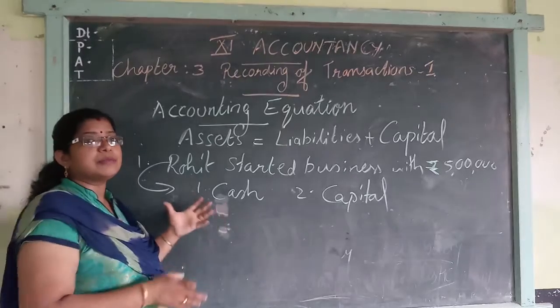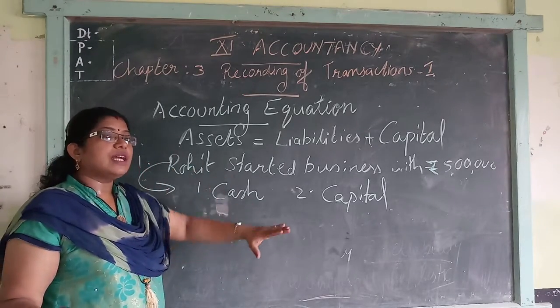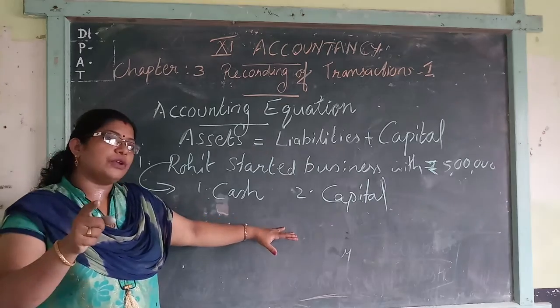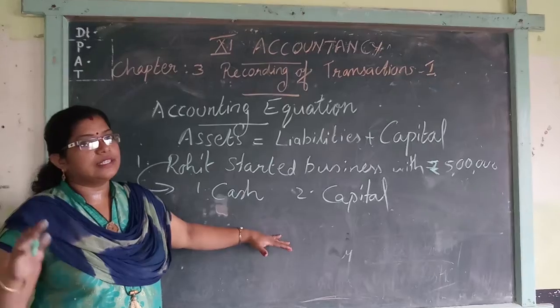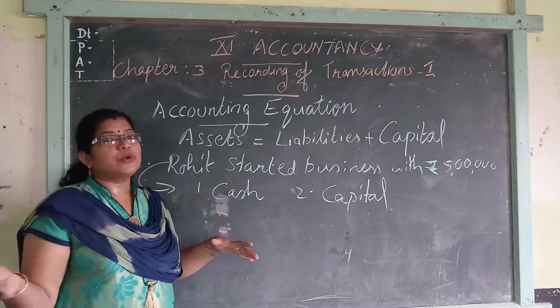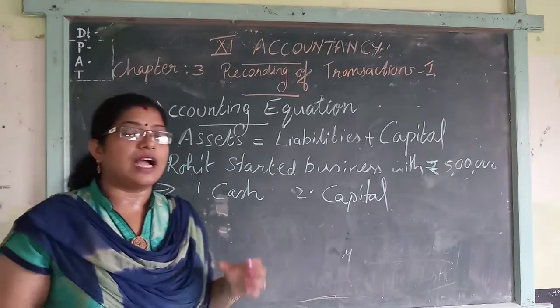Here, business entity means the business is separate from its owner. So when you are doing the accounting process, always think about what happened to that business only. Don't think from the owner's point of view. Think only from the business point of view. So that's a point in accounting.